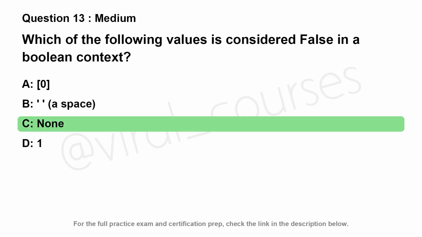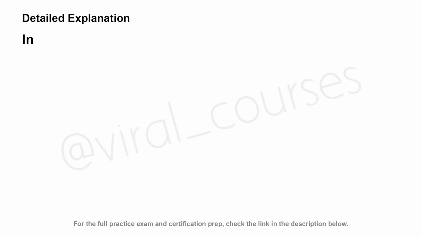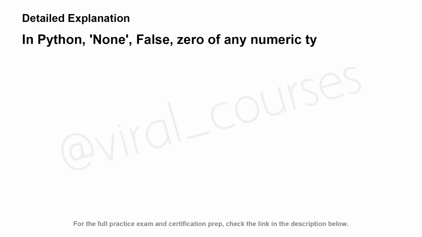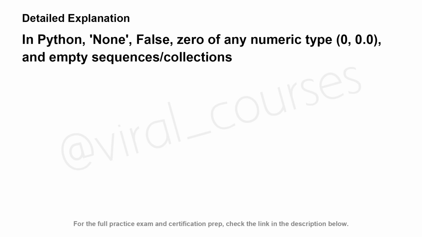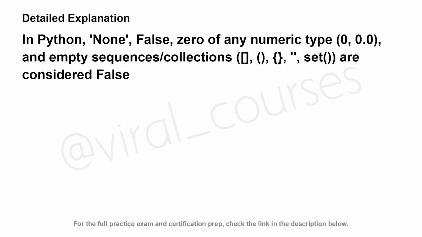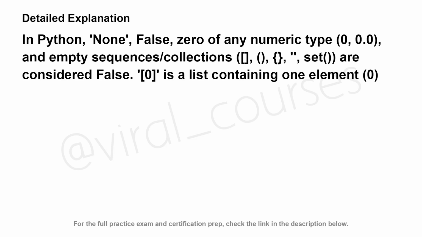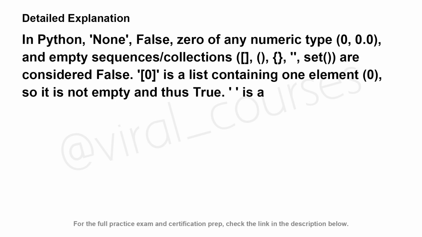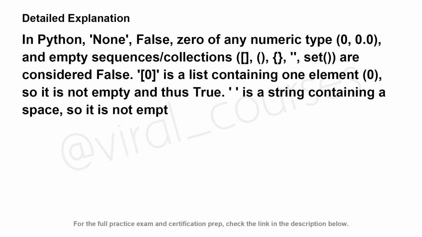The correct answer is C. In Python, None, False, 0 of any numeric type (0, 0.0), and empty sequences and collections (empty list, empty dictionary, empty string, empty set) are considered false. [0] is a list containing one element, 0, so it is not empty and thus true. A space is a string containing a space, so it is not empty and thus true.